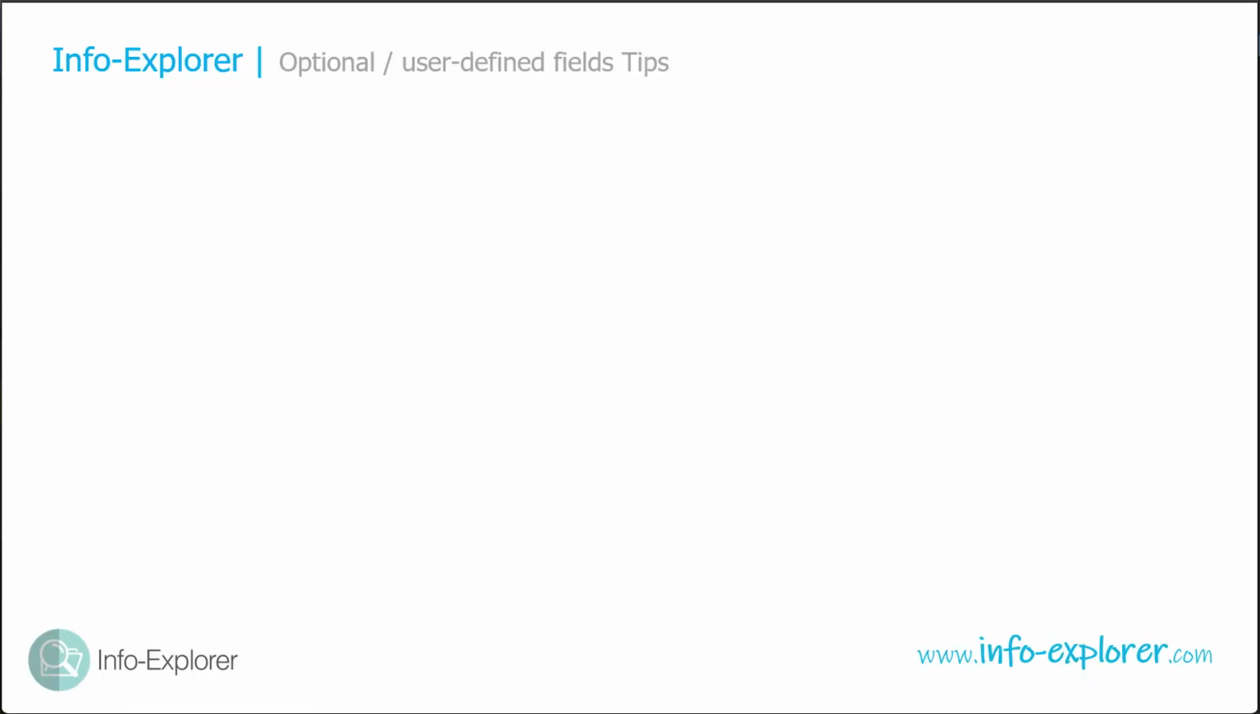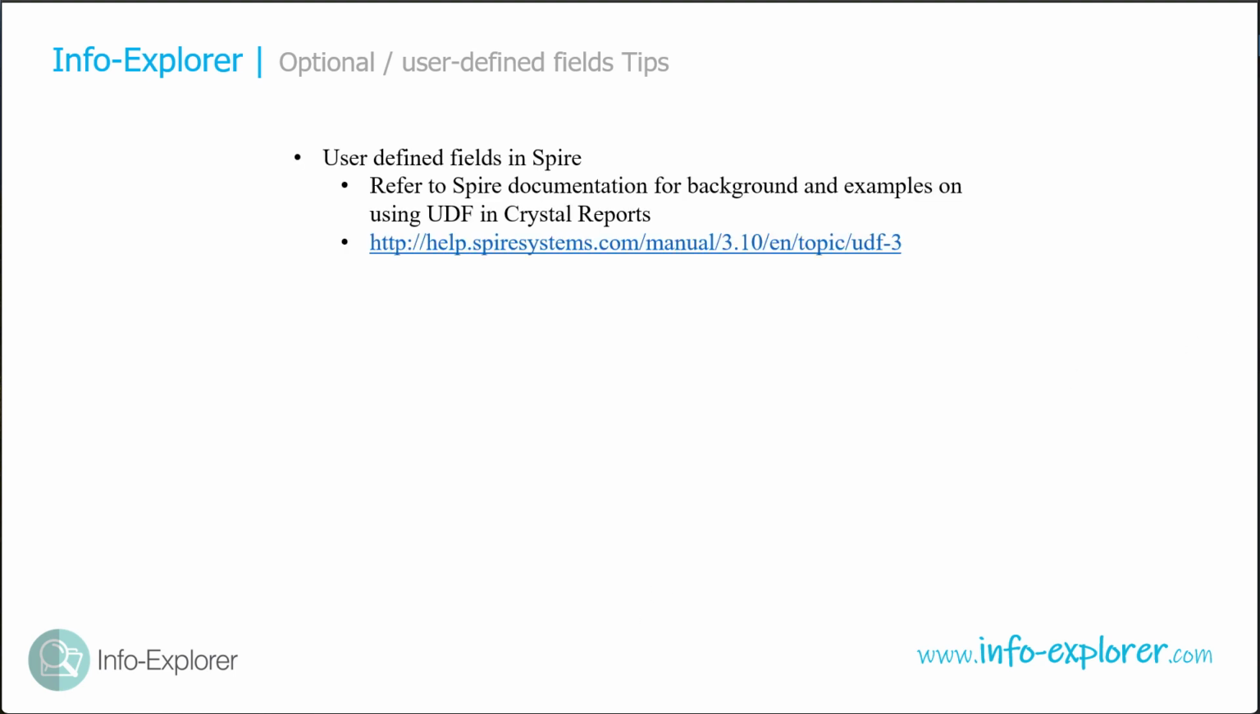Optional fields in Sage 300, user-defined fields in Spire, because they are configurable in your own database, are a little bit more tricky to set up than just ticking a box in Query Builder. For the Spire user-defined fields, the best starting point is to use the documentation of using user-defined fields in Crystal Reports, and we'll look at how this was done in the sample cube that we have.